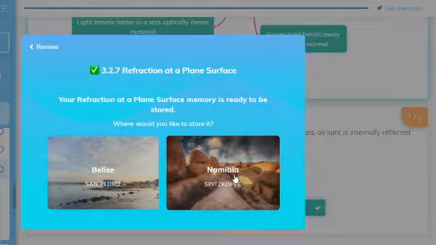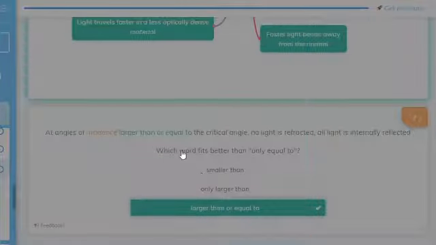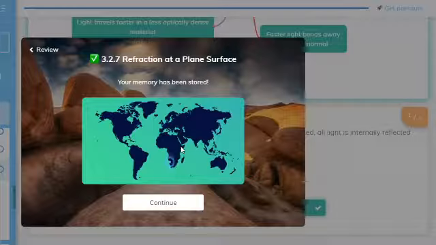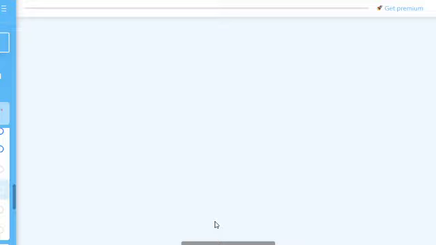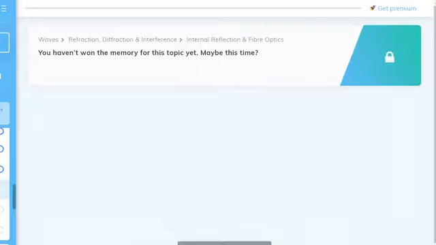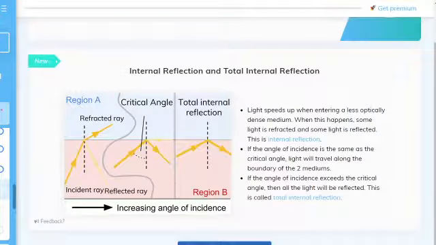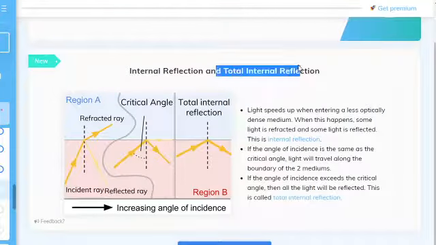Hello, we're going to move on to internal reflection and fibre optics, which would have been lovely to know before we started answering questions on internal reflection. So, internal reflection and total internal reflection.